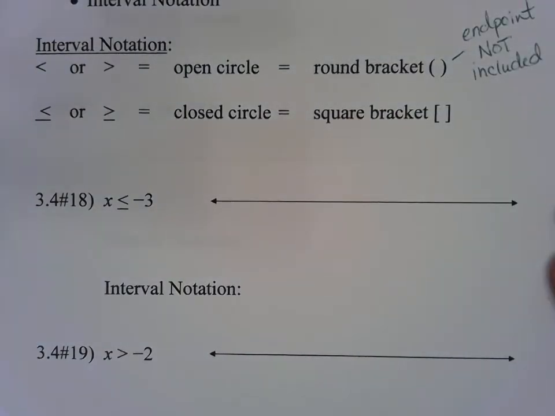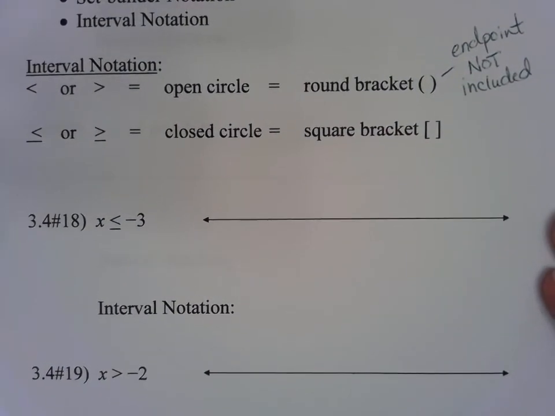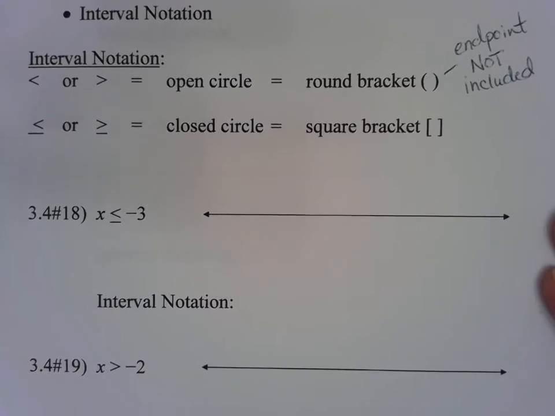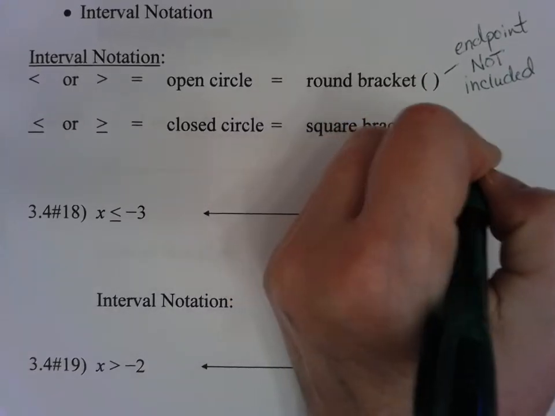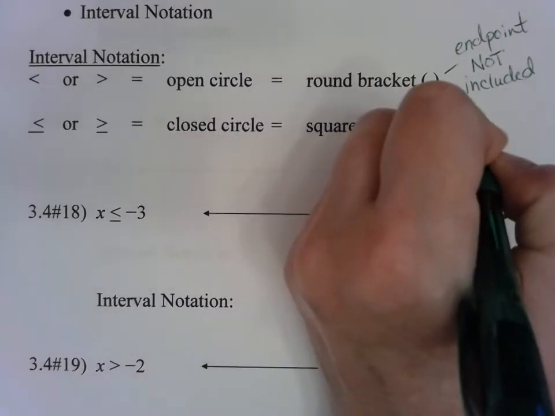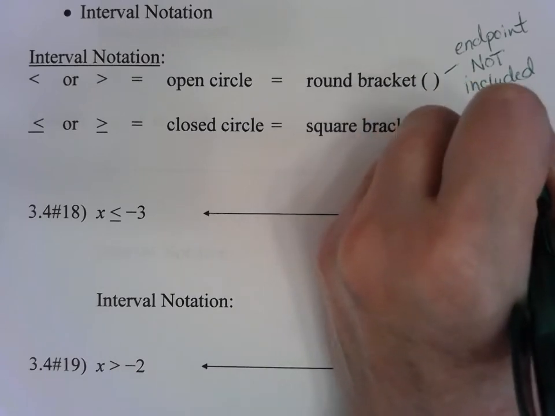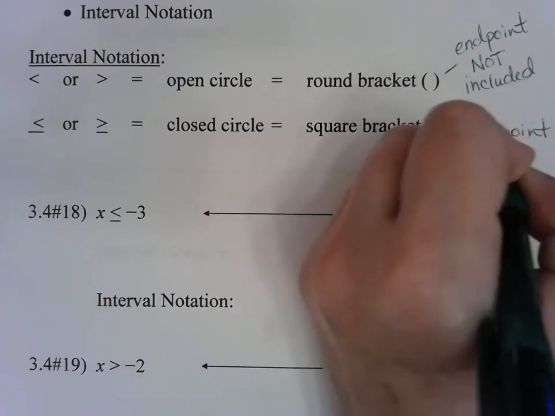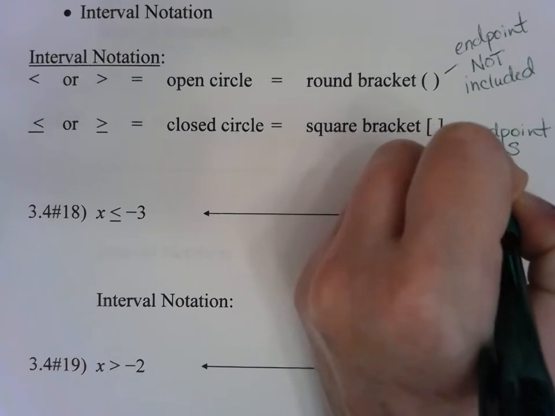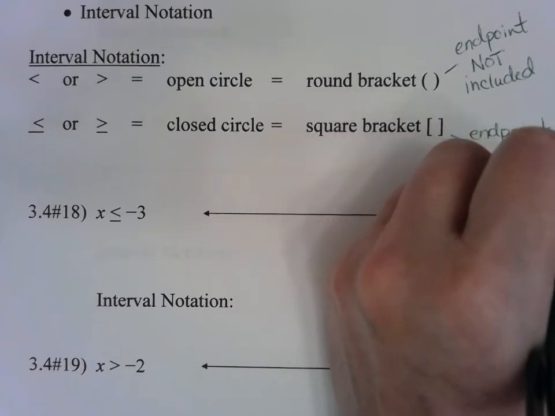we'll see a couple examples of that. So if the endpoint is not included, then I'm going to use the round parentheses. If the endpoint is included, so the number on the end is also a solution, then we're going to use the square bracket.